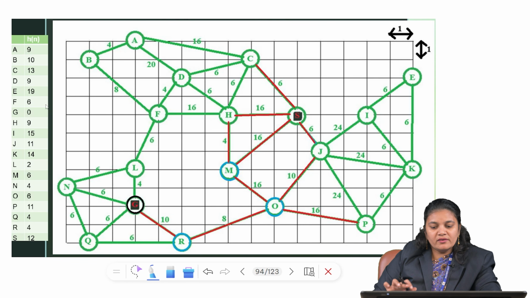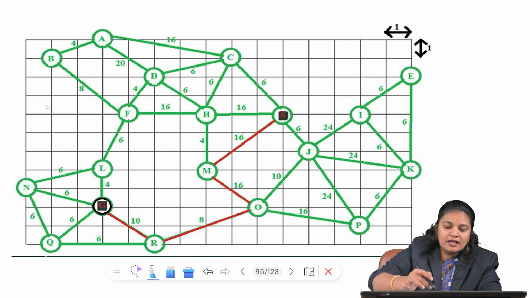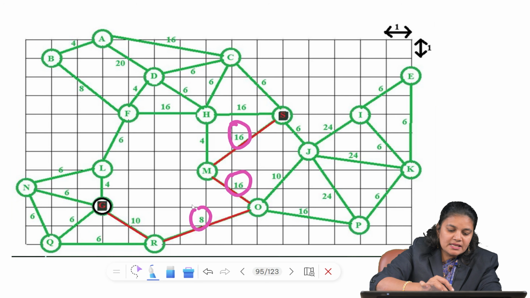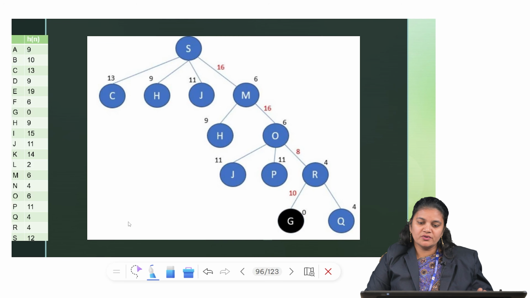So these are all the vertices that we have visited. We visited only a few vertices. We explored only a few paths. We reached the goal within some node visits. And we can calculate the path cost. It is 16 plus 8 plus 10. So this is the path cost that takes to reach from S to G if we are using the best first search, the greedy best first search.